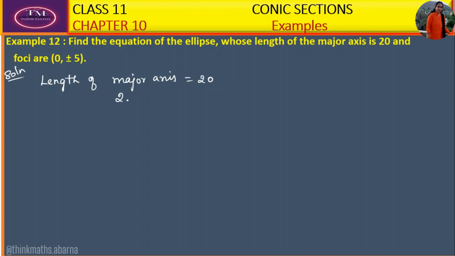Its formula is 2a. 2a is equal to 20, so a will be 20. As 2 is in product, it will come to division, so it will be 10. So we get a is equal to 10.